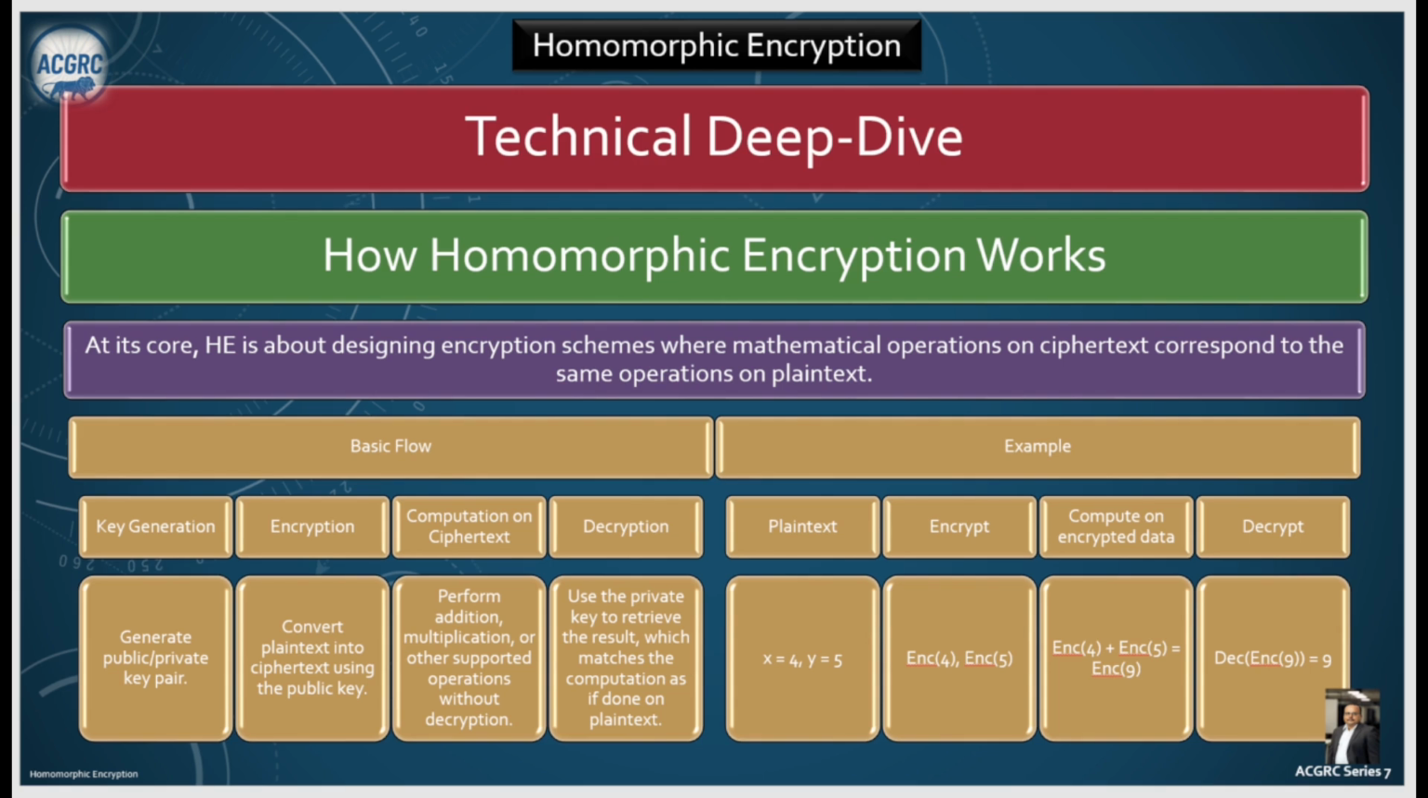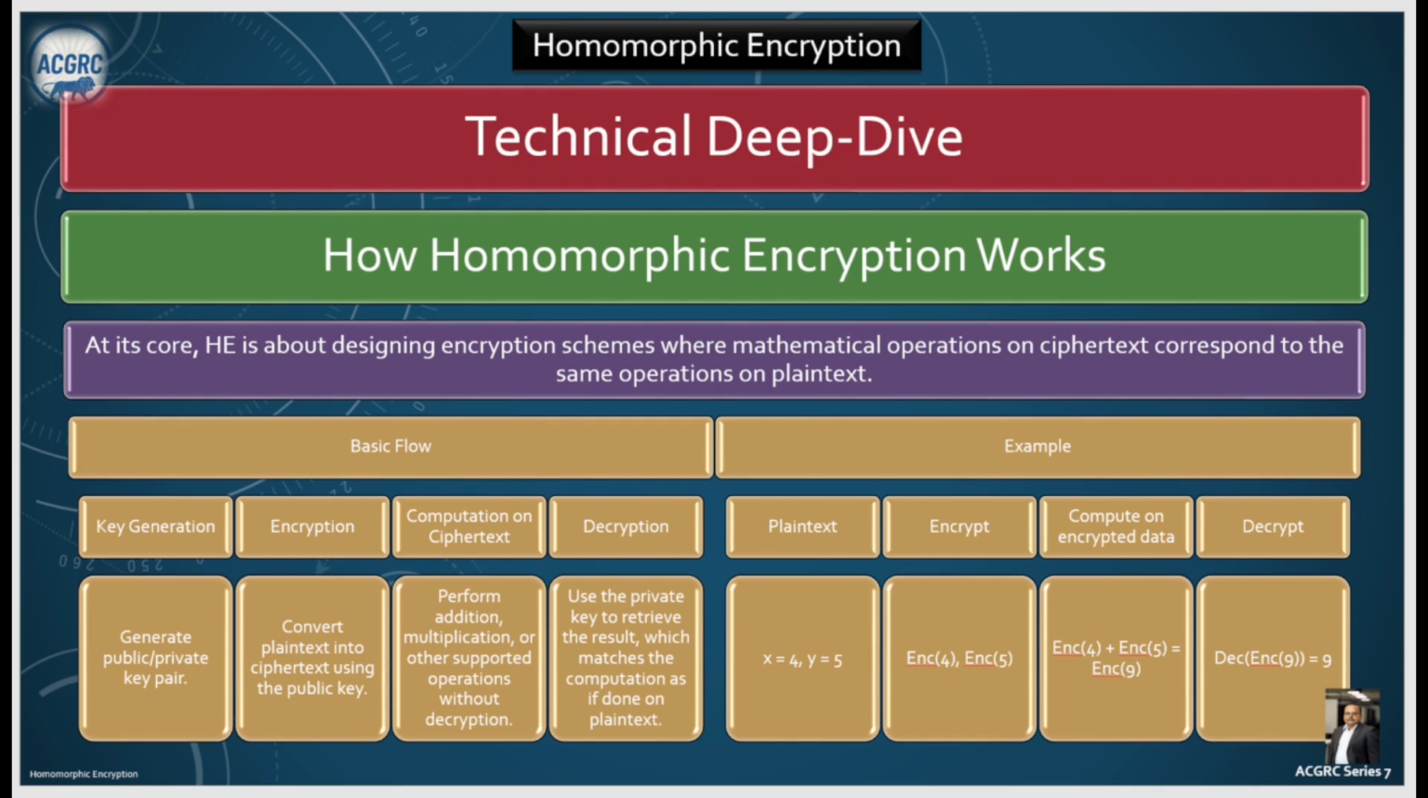So the basic flow works like this. There's key generation, where it generates public and private key pairs. Then encryption, where you convert the plaintext into ciphertext using the public key. Then you do computation on the ciphertext, where you perform addition, multiplication, or both, or other supported operations without decrypting the content. And finally, once you get the output, you use the private key to retrieve the final result, which would match the computation if it is done without encryption or on plaintext. So you are decrypting the final result, not individual content.